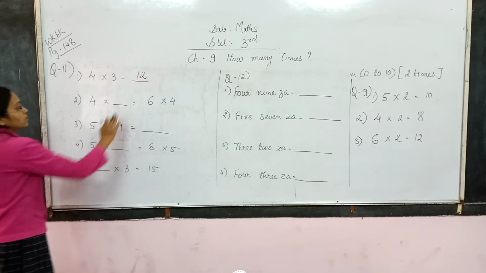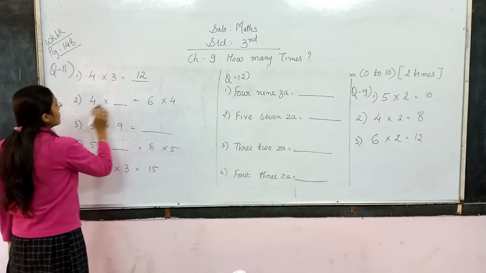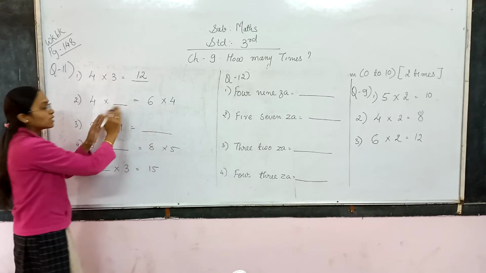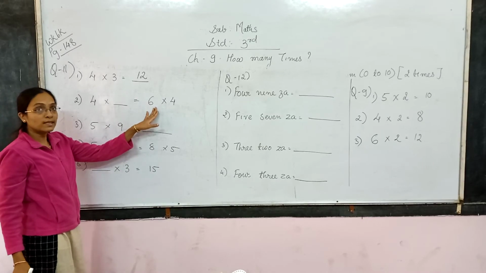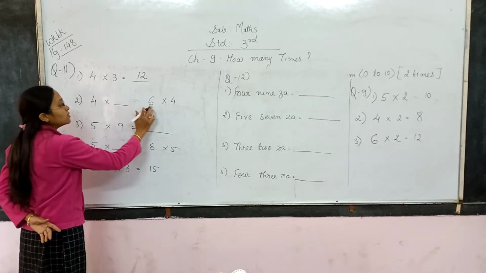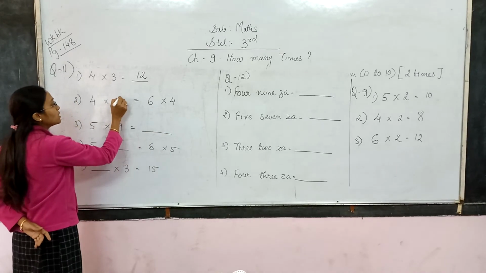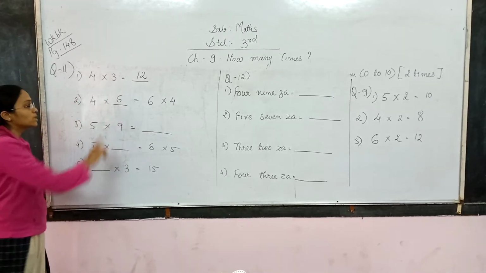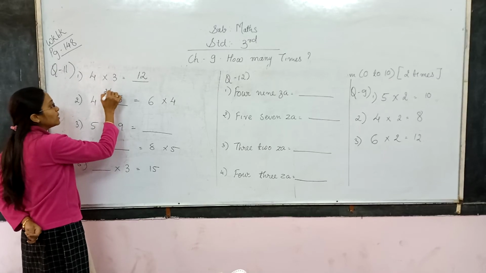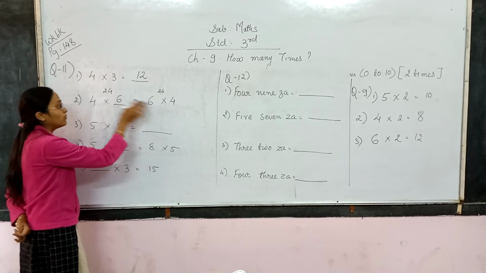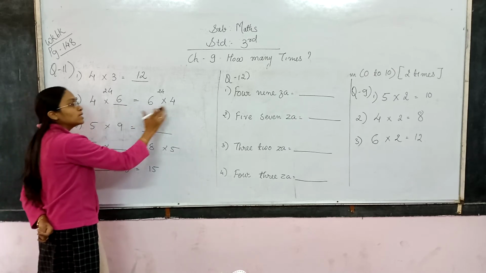Here next is 4 dash equal to 6 4s. On both sides the answer should be the same. So here 6 4s are 24. So here also you have to write 4 6s are 24. तो दोनों साइड सेम आंसर हो जाएंगे 24 24. This is the multiplication fact. 4 6s are, 6 4s are.